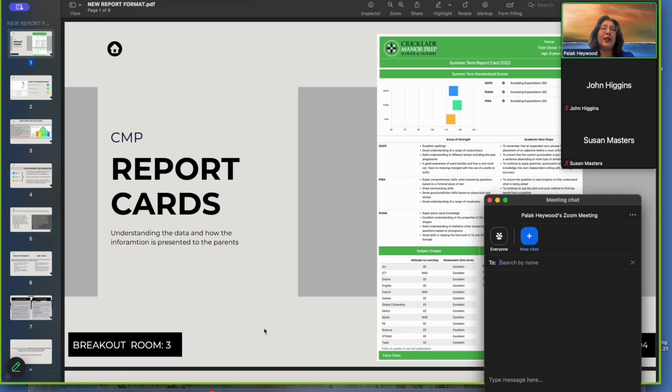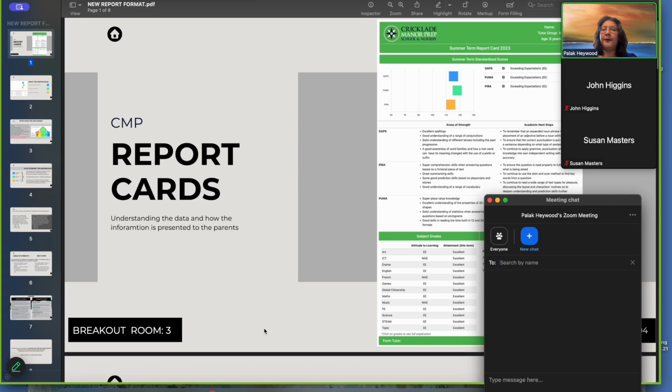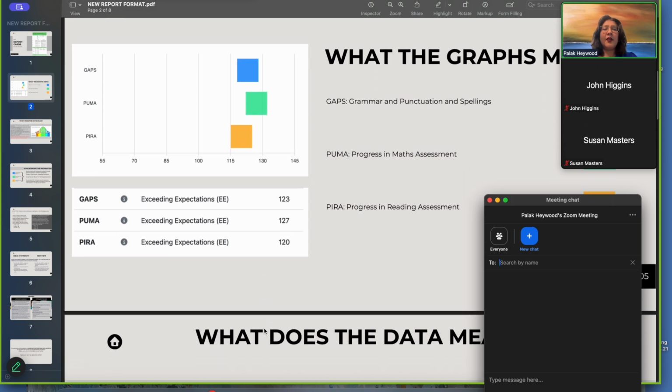Supports us being a green school. So win-win all around. So what do these graphs actually mean?